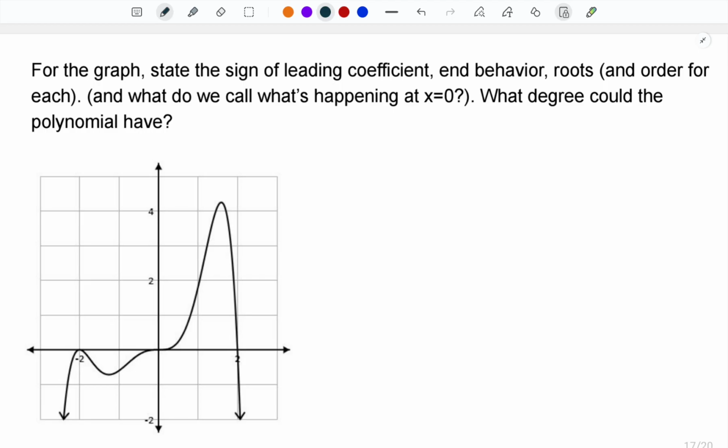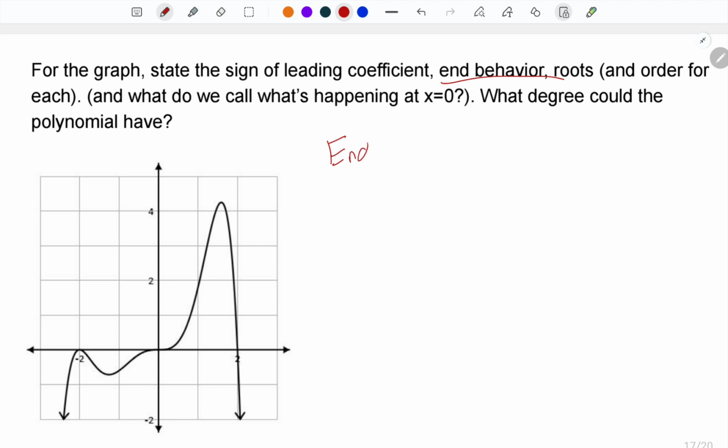So for the graph, state the sign of the lead coefficient, the end behavior, and the roots. And what degree could the polynomial have? Okay, so let's just state the sign of the lead coefficient. So what we need to do is we need to look at the end behavior. We'll start with that, and then we can use that kind of working backwards.